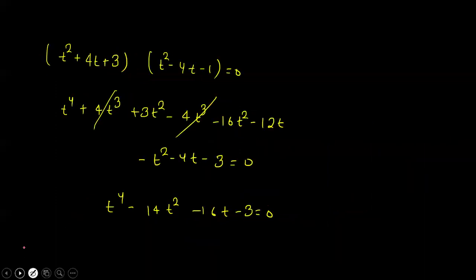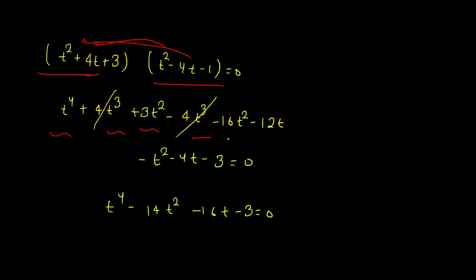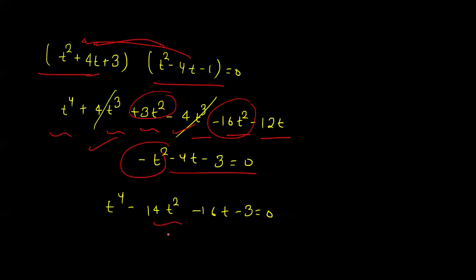So we can factorize this this way. So these are the two factors. If you multiply like this, t to the power 4 plus 4t cube plus 3t square minus t square, again 4t cube minus 16t square minus 12t, and then this. So 4t cube cancels with 4t cube, and the t square terms combine, and minus 4t and minus 12t become minus 16t and minus 3. So this is the final result.